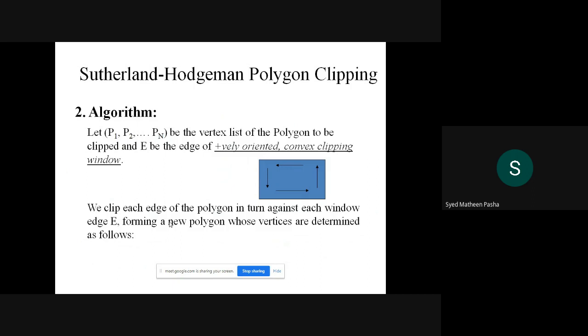So we'll start with the algorithm today, that is polygon clipping with respect to the Sutherland-Hodgman method. Then let's see what the algorithm is. Look at the points of the algorithm. Let P1, P2, and so on up to Pn be the vertex list of the polygon to be clipped, and E be the edge of a positively oriented convex clipping window.